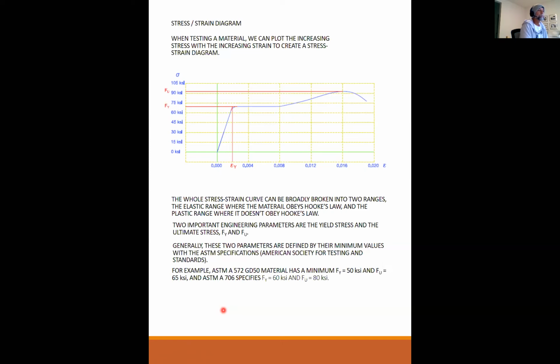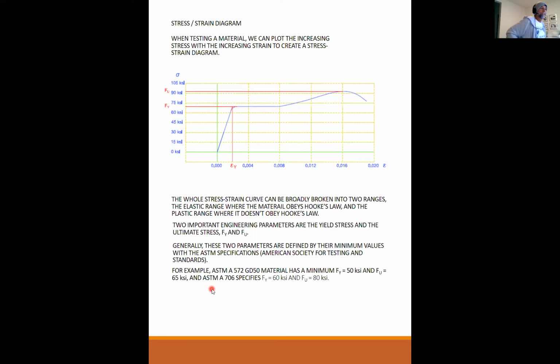For example, ASTM A572 grade 50 material, that's a structural steel for buildings, has a minimum F sub y of 50 KSI and a minimum F sub u of 65 KSI. They do not have any minimum for the strain at the ultimate, because that's just way too hard to pin down, but they will define the minimum yield, and they will define how much stress it should carry before it actually fractures. And these are important considerations in designing beams and gussets and columns and things like that.